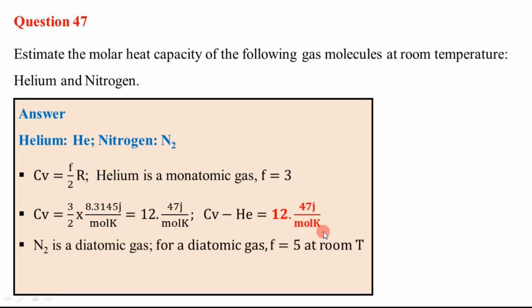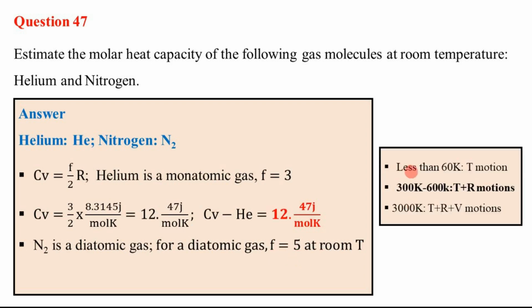Then we calculate also for nitrogen. Nitrogen is a diatomic gas. For a diatomic gas, F is equal to 5 at room temperature. Remember, the total degree of freedom is equal to 3 times N. If nitrogen has 2 atoms, the total degree of freedom will be equal to 3 times 2, which is equal to 6. But because we are at room temperature, we use only 5. At room temperature, only the translation motion and the rotation motion are active. No vibration motion is active at room temperature. That's why here we are using 5.